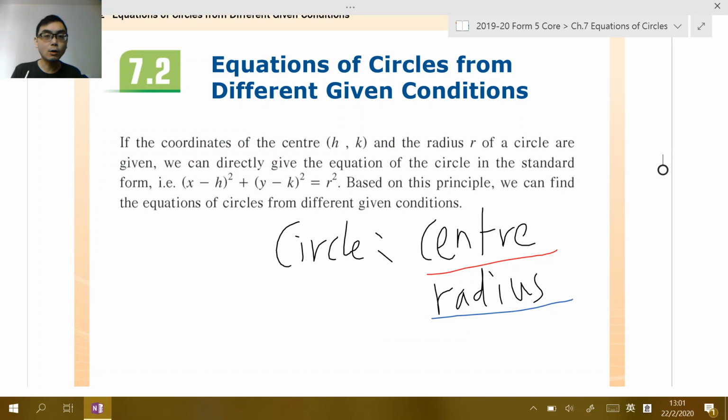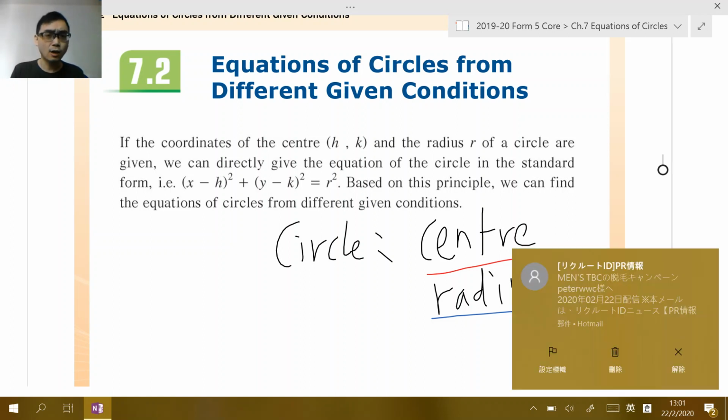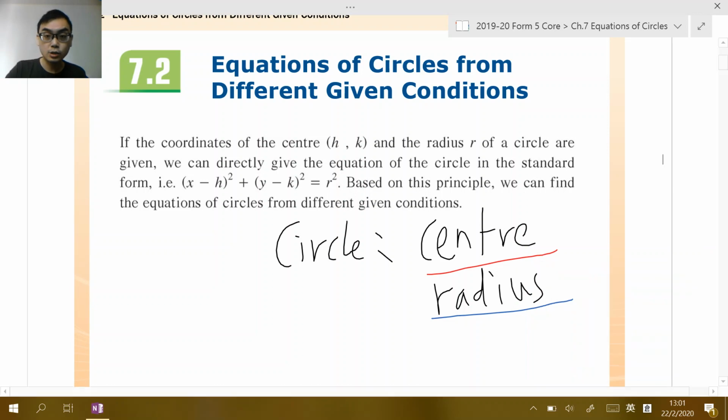That means that if I want to specify a circle, the most important things are the location and the size, which means the center and the radius. So in this session, I would not explain many things here, but I will go through each of the examples to let you know the idea of doing this kind of questions. So let's take a look.